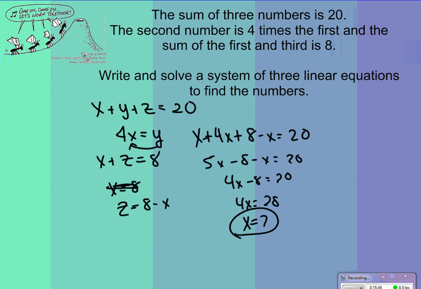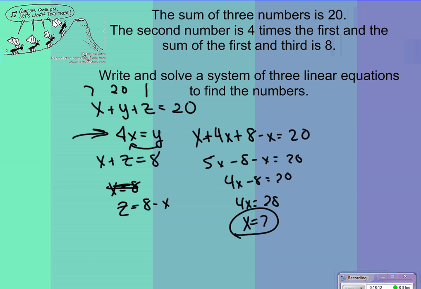Okay, so x is 7. Y is 4 times x. So that's going to be 7. That's going to be 20. So that means z is going to be 8 minus x. So z is going to be 1. Problem is that one doesn't work. I apologize. I made a mistake.